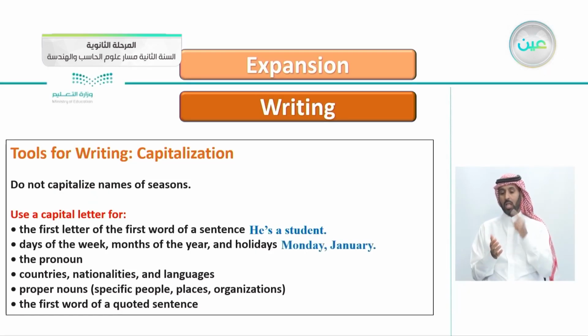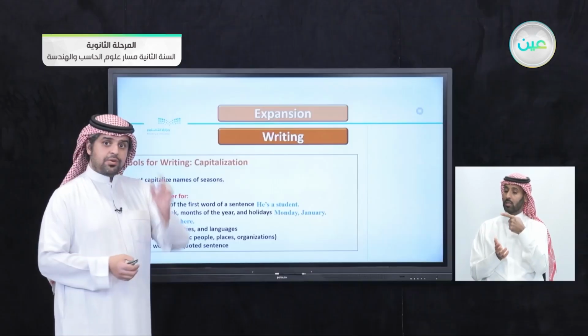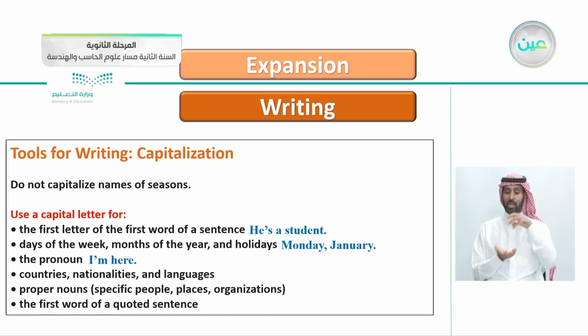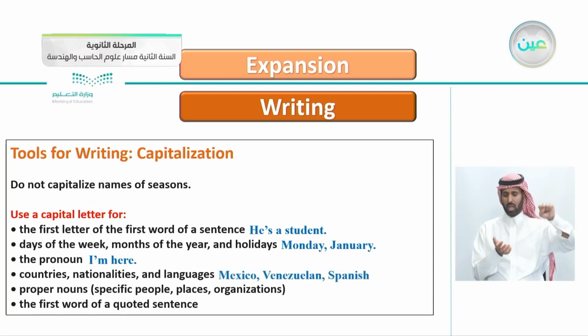Days of the week, months of the year, and holidays. When it's days of the week, for example, Monday. Months of the year, for example, January. And holidays, when any specific holiday, we begin it with the capital letter. The pronoun I: when you say I'm here, the pronoun I is always capitalized. Countries, nationalities, and languages, for example, Mexico, Venezuelan, and Spanish language.